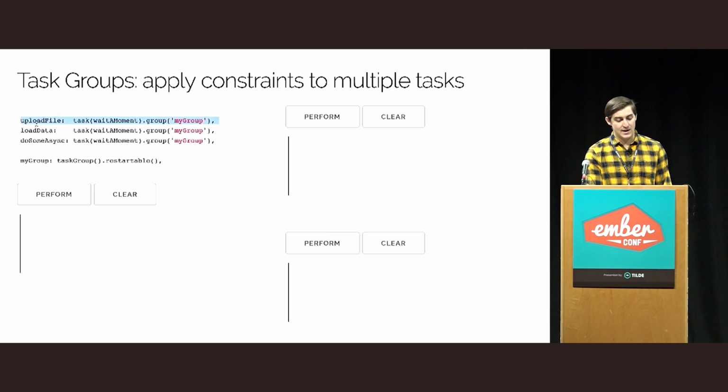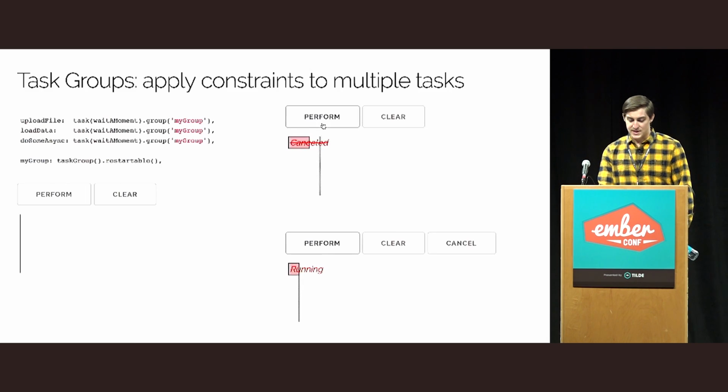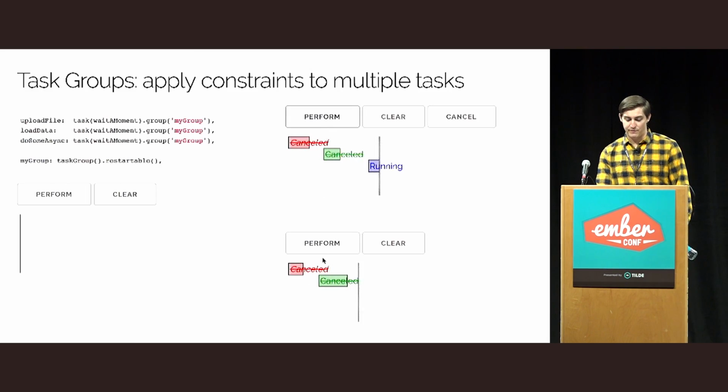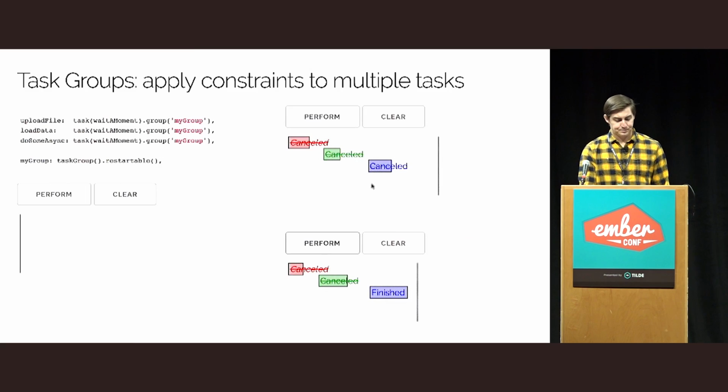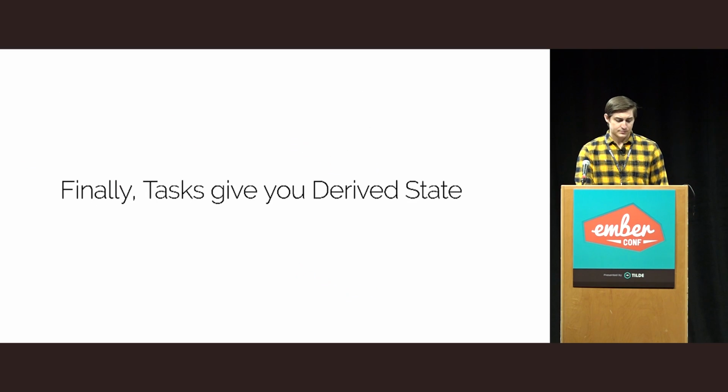You can say that upload file is a task that is of the mygroup task, and mygroup is defined as a task group that is restartable. And what that means is that if you try to perform any of the tasks in one of these groups, it's going to cancel any prior instances also in that group to make room for the new one to run. So as I go between these cancel buttons, every time I perform it, it's canceling the other ones going. There are use cases for this. I haven't actually personally used it yet, but I definitely got started on it pretty early because people that were early adopters had use cases for this sort of thing.